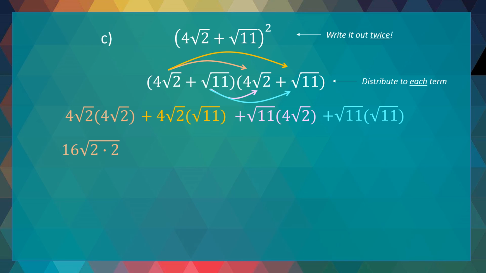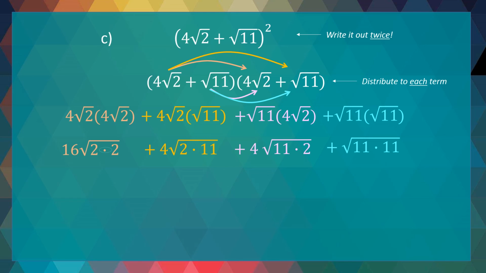Let's simplify each term. The first term, 4 times 4 is 16, and the 2's can be written under a single radical. The second term, we only have a 4 outside the radical. The 2 and 11 can be joined under a single radical. The next term only has a 4 outside the radical, and the 11 and 2 can be joined together. And the last one, there's no numbers outside the radical, but the 11's can be written under a single. So now that everything is grouped up and reordered, now we want to see if we have any sets.